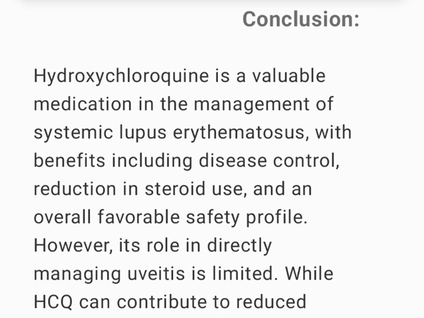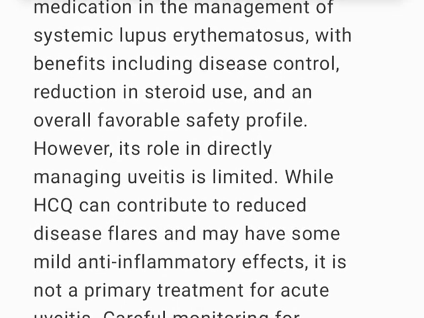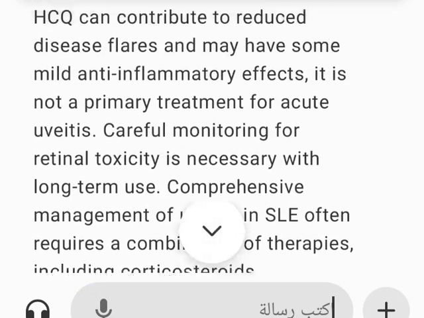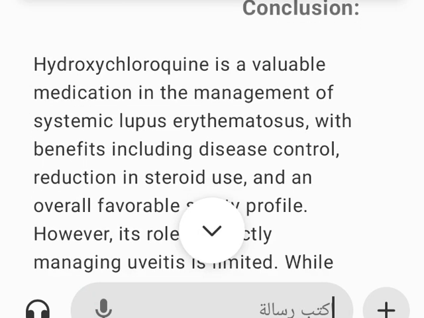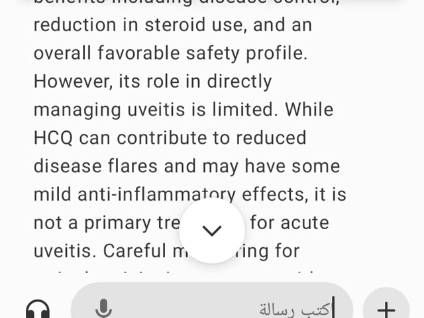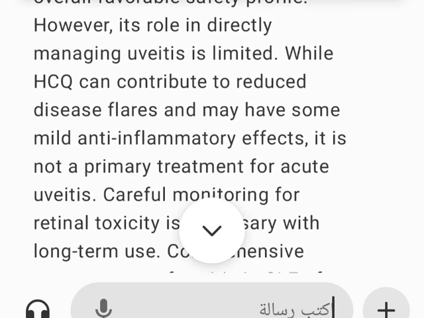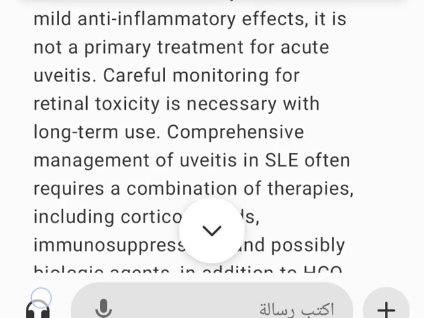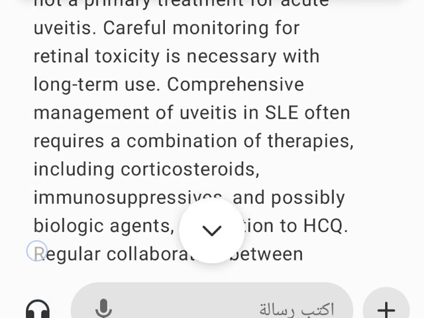Conclusion. Hydroxychloroquine is a valuable medication in the management of systemic lupus erythematosus, with benefits including disease control, reduction in steroid use, and an overall favorable safety profile. However, its role in directly managing uveitis is limited. While HCQ can contribute to reduced disease flares and may have some mild anti-inflammatory effects, it is not a primary treatment for acute uveitis. Careful monitoring for retinal toxicity is necessary with long-term use.